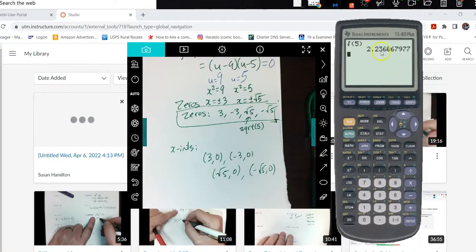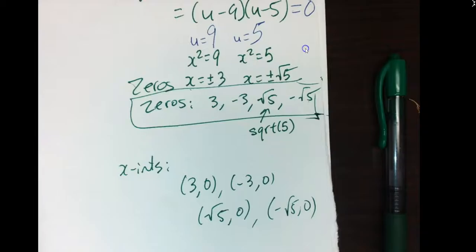What number is that? Okay, so it's like 2.2 something. And we can see that that is what's going on. I'm just going to refine that window. You can certainly see that's what's going on here. So I have an x-intercept at negative 3, at negative square root of 5, at positive square root of 5, and at positive 3. And that's what's going on with that.